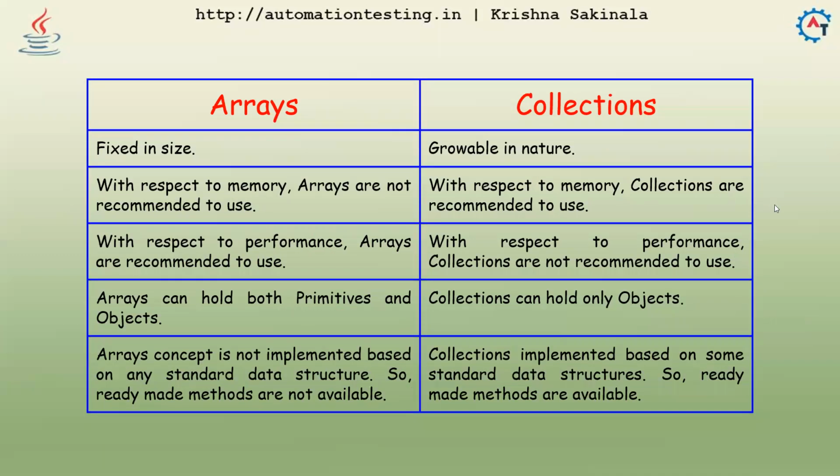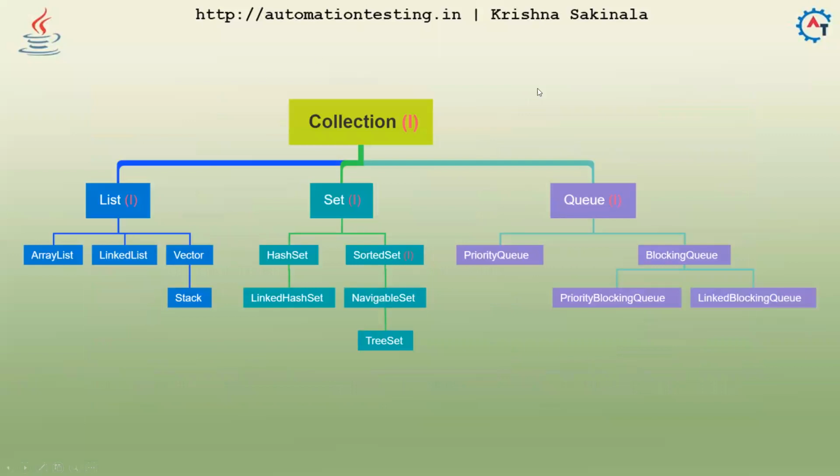So if you see the collections in detail as a diagram, you can see that the parent on the top level interface is Collection. The name itself is a collection. So this is the parent interface. From this, three child interfaces are implemented: List, Set, and Queue. These three child interfaces are under Collection.